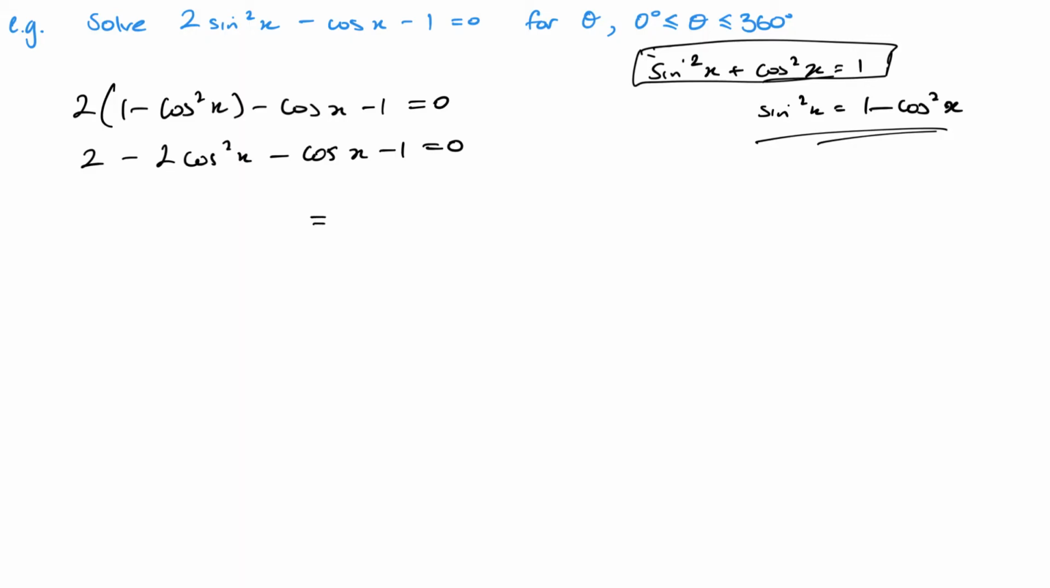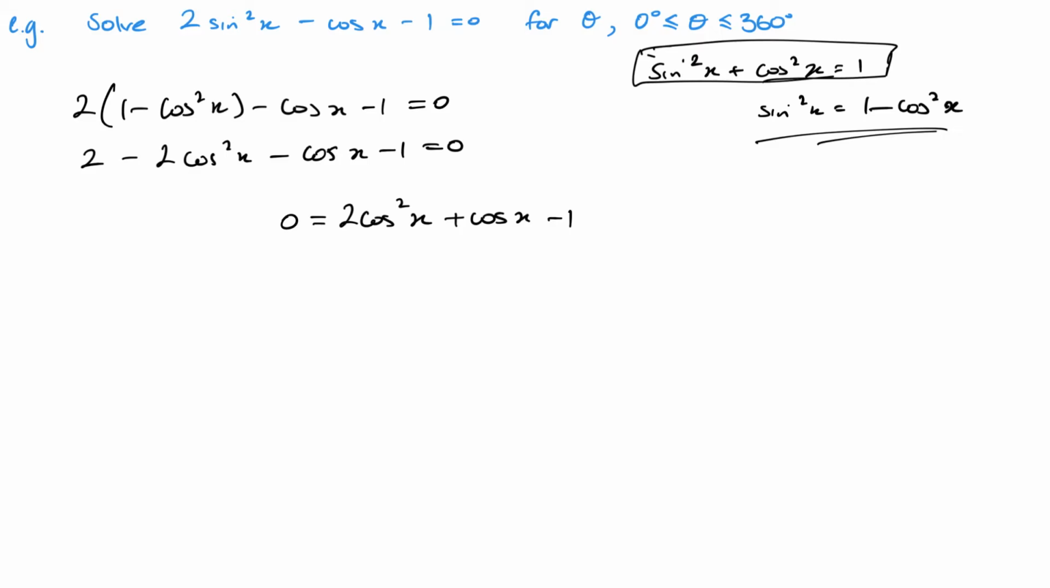Now, I really want this cos squared to be positive. That's how I prefer to solve these quadratics. So let's add it, so we can take it to the other side essentially. 2 cos squared x plus cos x. 2 take away 1 is 1, so it's going to be negative 1 then on the right hand side. Now at this point, hopefully you've noticed it is a quadratic. Cos squared, cos, and a constant.